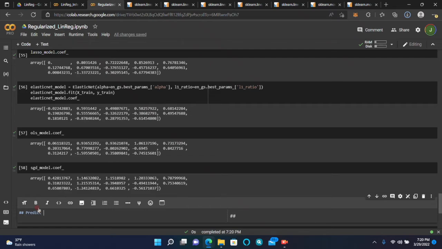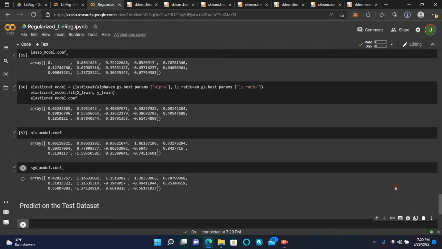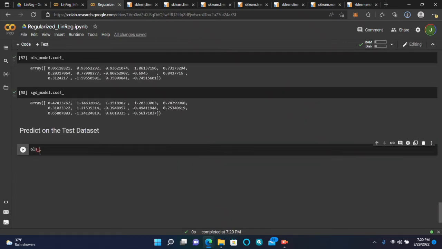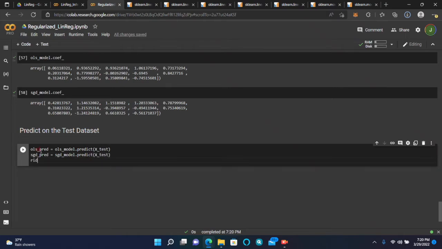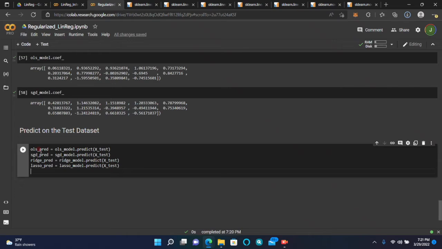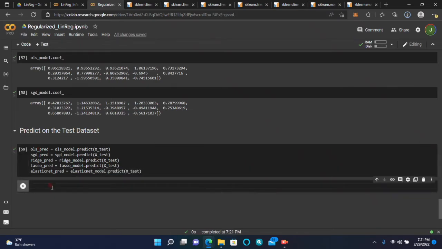Now we want to predict on the test data set. So this is going to be OLS predictions equals OLS model dot predict x test, and then we want the SGD predictions on x test, and we want the ridge predictions, and we want the lasso predictions, and we want the elastic net predictions. Alright, we've got them all now.